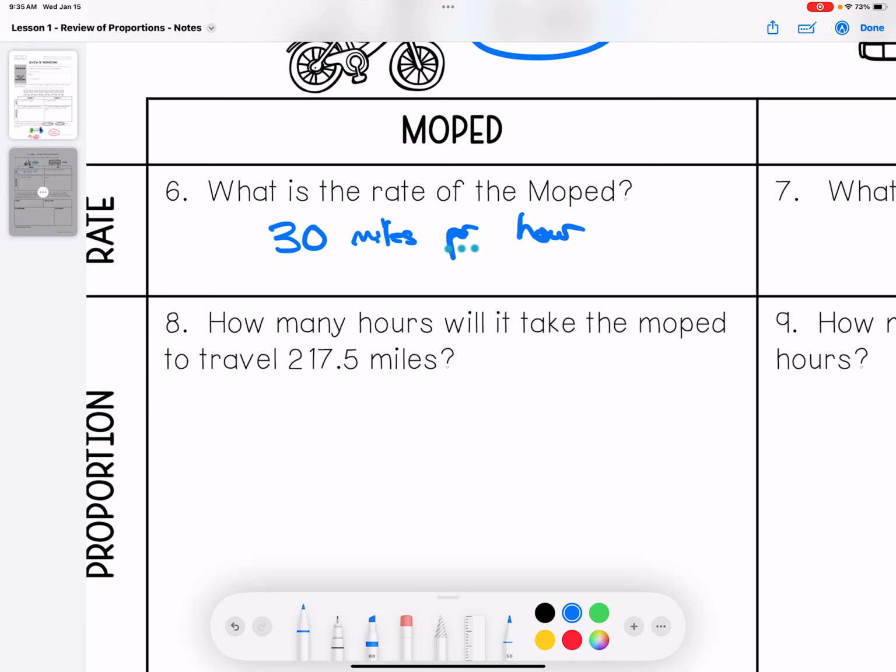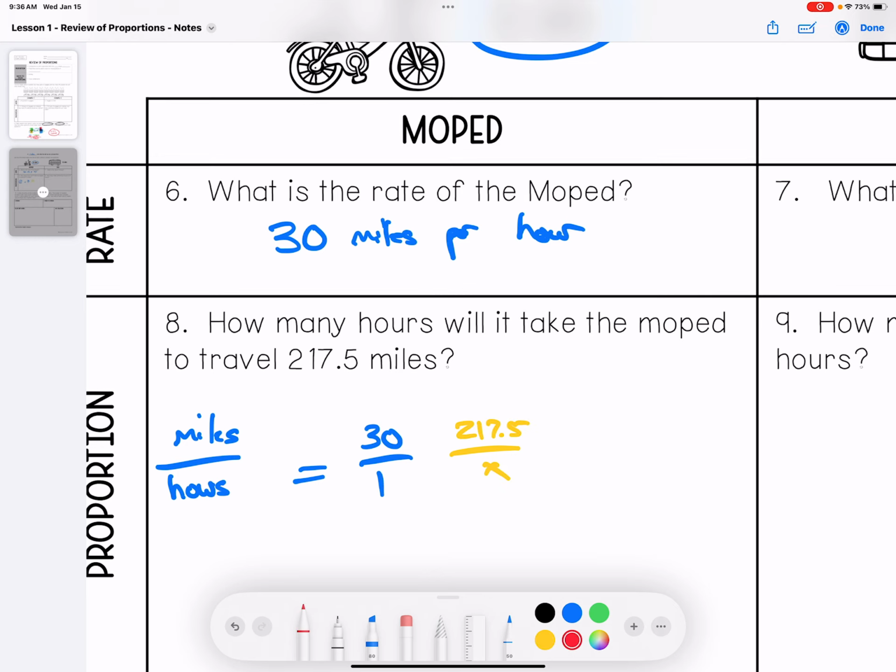Well, miles over hours. He's going 30 miles per 1 hour. So the other setup would be, how far does it take him to travel 217.5? I don't know. Okay, but I can figure it out. Oh, he's going 217.5 miles. I screwed that up, not hours. There we go.